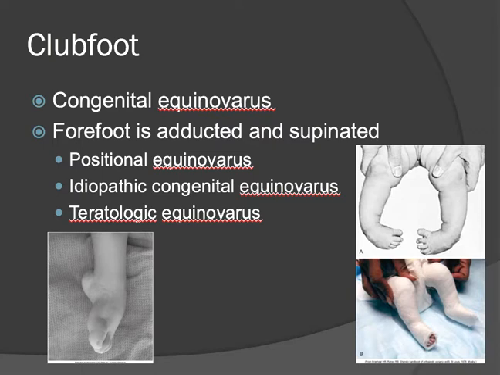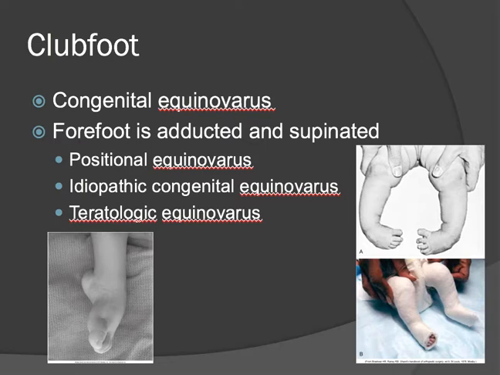Clubfoot, also known as congenital equinovarus, is where the forefoot is adducted and supinated. Remember your terms from fundamentals and health assessment. Adducted means turned into the body, and supinated means pointing downward. We have a couple of different kinds. You don't need to know those, but just understand what happens to the foot.